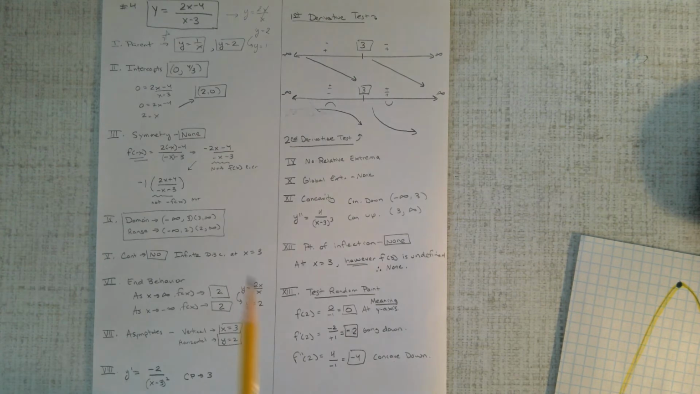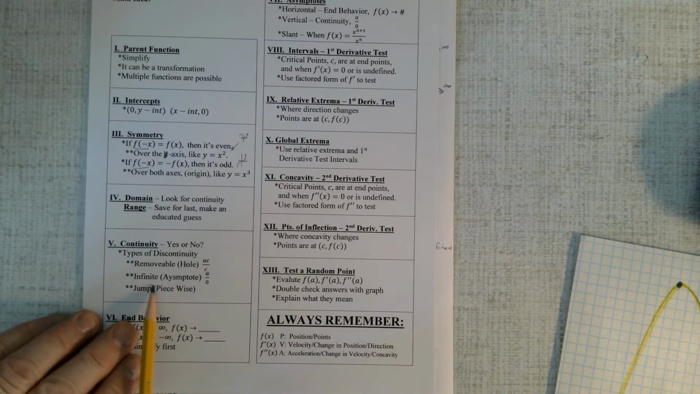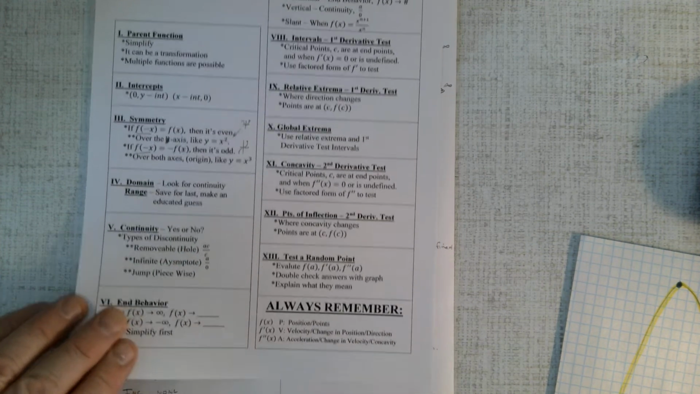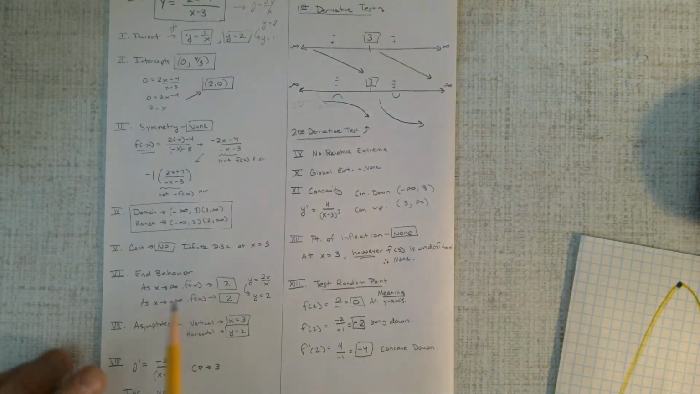How do I know it's an infinite discontinuity? Because it cannot be factored out. Holes in graphs can be factored out. Asymptotes cannot. All right, end behavior.